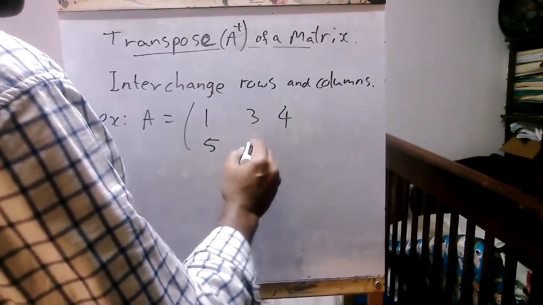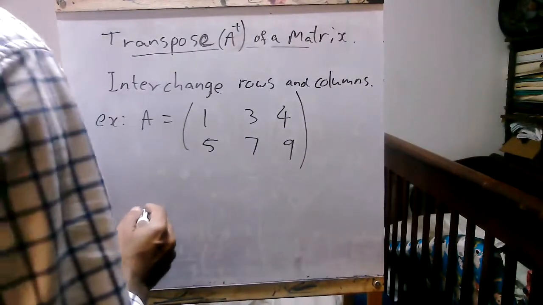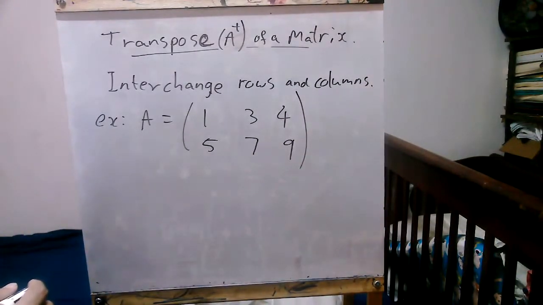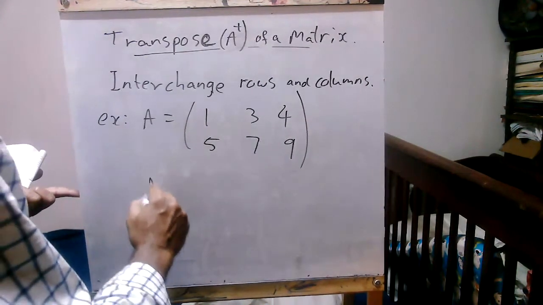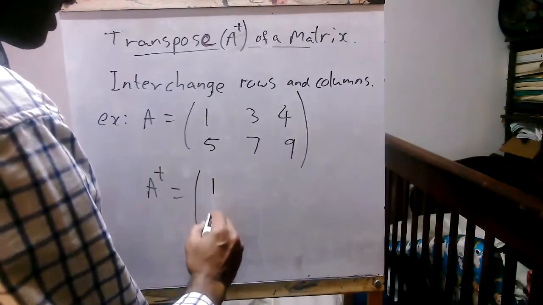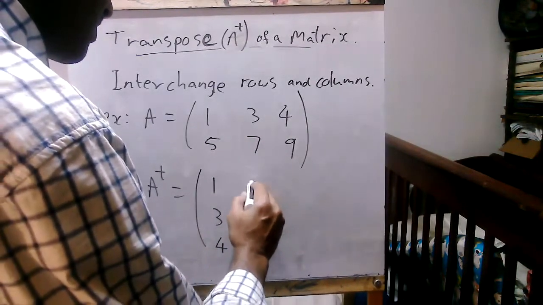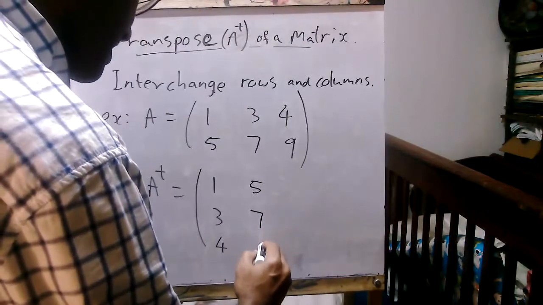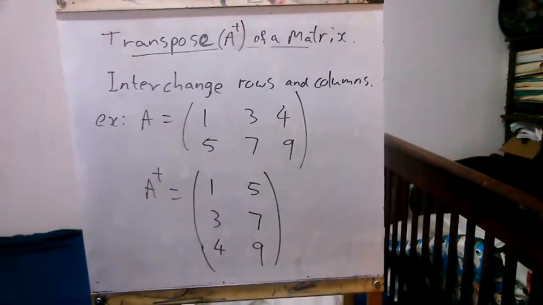5, 7, 9. Okay, then A transpose is equal to 1, 3, 4, 5, 7, 9. Right? Transpose is this. That's all about transpose.